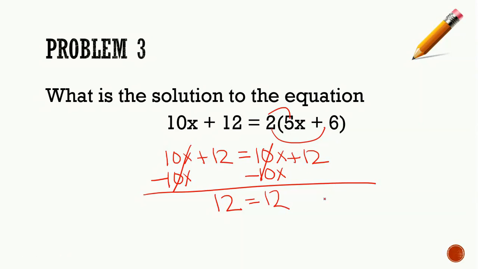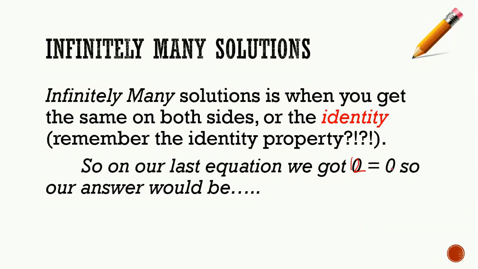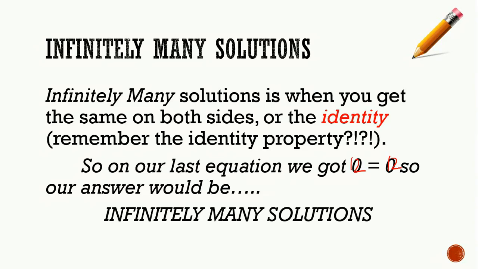That's kind of strange. What are we going to do with that? Do I have a solution? What happens is, infinitely many solutions is when you get the same number on both sides, or the identity. So basically, you get a number equals itself, which is okay. On our last equation, we didn't get 0 equals 0, but we got 12 equals 12, right? So if I have a number set equal to itself after I'm solving, my answer is infinitely many solutions. If I get 3 equals 3 or 4 equals 4, that's fine. It's infinitely many solutions. What this means is I could plug in any value for x and it would work. That is what's so cool about infinitely many: I don't actually have one x, I have as many x's as I want.